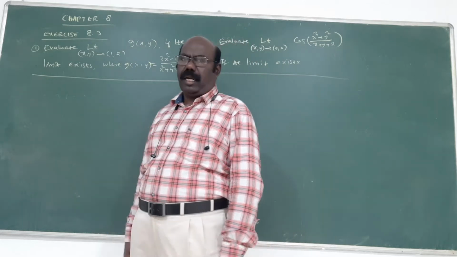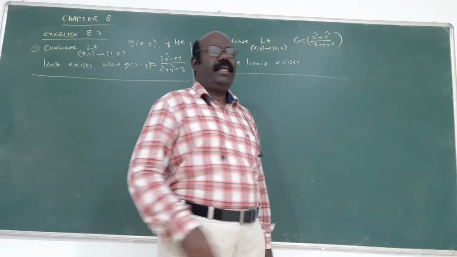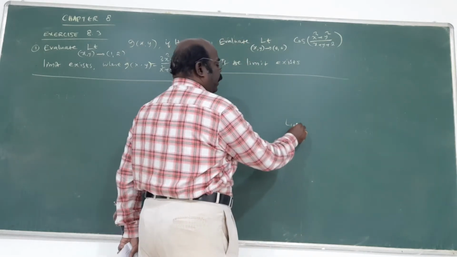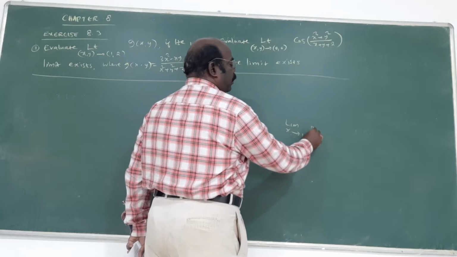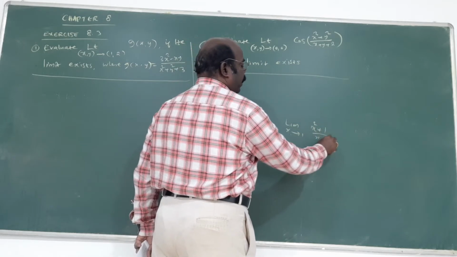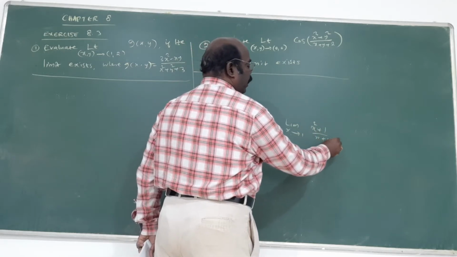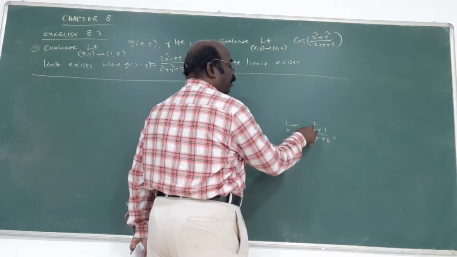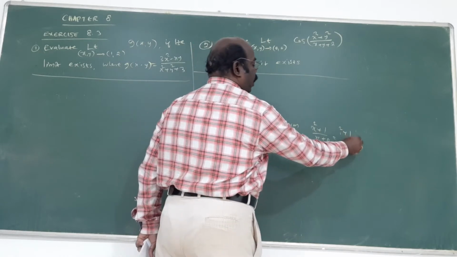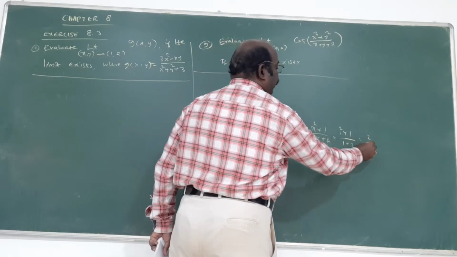It's a very simple concept. Usually, the limit as x tends to 1 of (x square plus 1) by (x plus 2). In this way, we replace x by 1. Alright? 1 square plus 1, 1 plus 2, 2 by 3 is the answer.